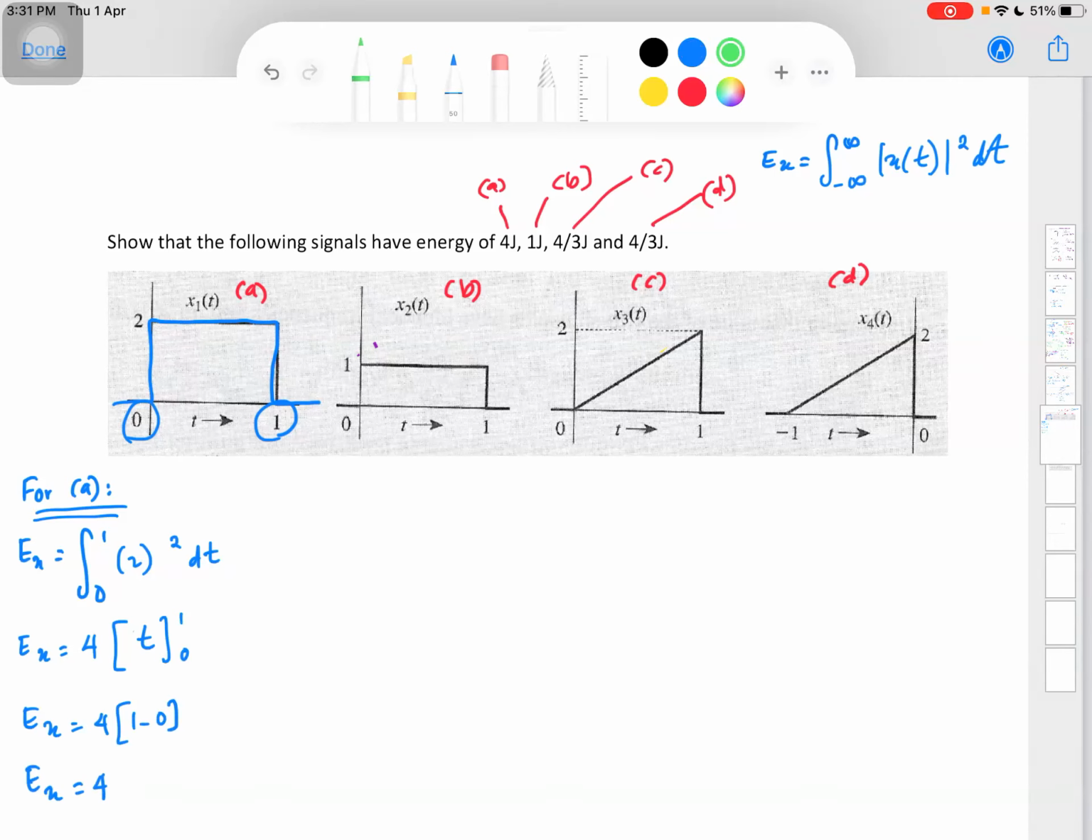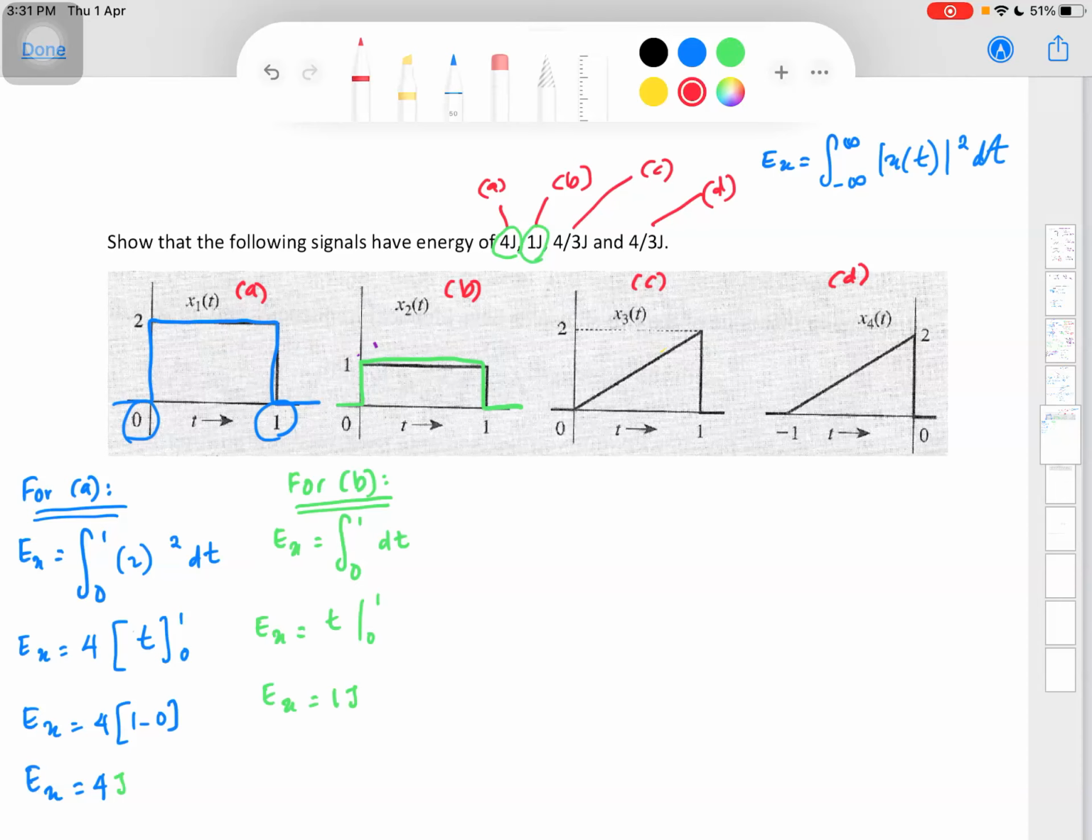Now let's change the color. Now for B, again, Ex equals, what's the limit for the integration? The signal is from 0 until 1, so 0 to 1. What's the amplitude of the signal? It is 1, so 1 squared will be 1. So let's put it as dt. So Ex equals the integration from 0 to 1, so Ex equals 1. Okay, so in this case we prove this to be true and we prove this to be true as well.